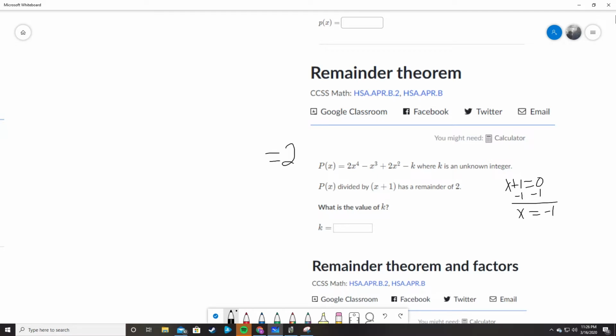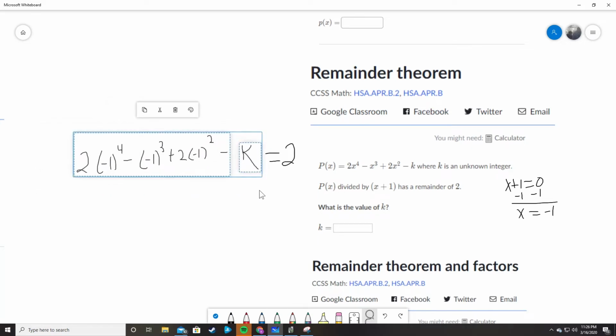All right, so we got 2 times negative 1 to the 4th power. We got negative 1 to the 3rd power. Then we got plus 2 times negative 1 to the 2nd power. And then finally, our last thing is we got k. So we don't know what k is yet, but we're going to find that out. Let's move this over a little bit. Okay. All right, now we're going to simplify this.